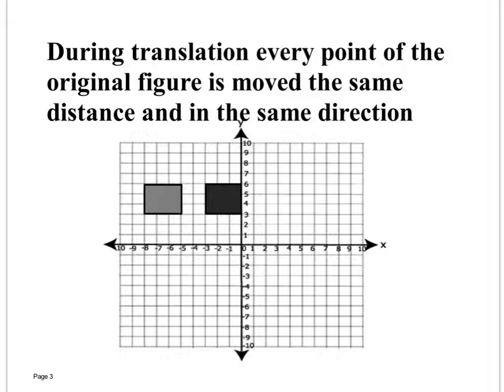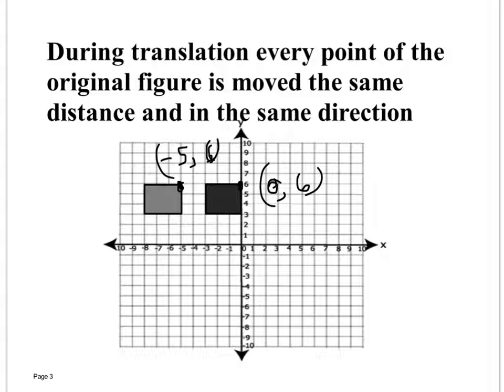During translation, every point of the original figure is moved the same distance and in the same direction. So if I said this one on the left, it's supposed to be green, is my original, and the black one is my image. If you look, this vertex right here is at -5, 6. It's now been moved to 0, 6. What changed? Which direction did it move? To the right. How far to the right? 5. It went from -5 to 0. Remember, distance can't be negative. It went 5 to the right.